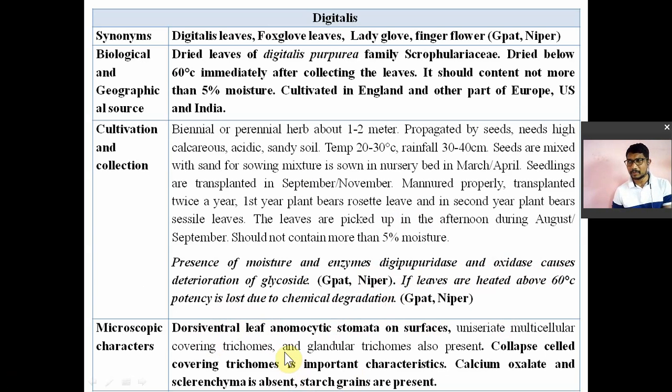So it is a dorsiventral type of leaf. Anomocytic stomata is there. Unicellular and multicellular covering trichomes and glandular trichomes are present. Collapsed cell covering trichome is the important feature of this drug. Calcium oxalate and sclereids are absent, starch grains are present.